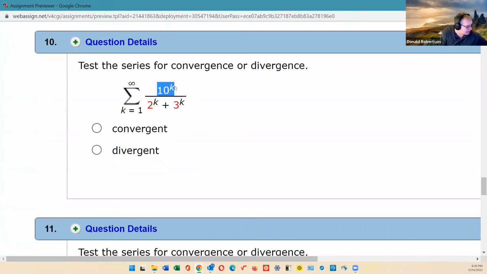Well, I think the top guy is pretty clear, right? There's only one guy, 10 to the k. But what will be the bottom guy? Who do you pick?